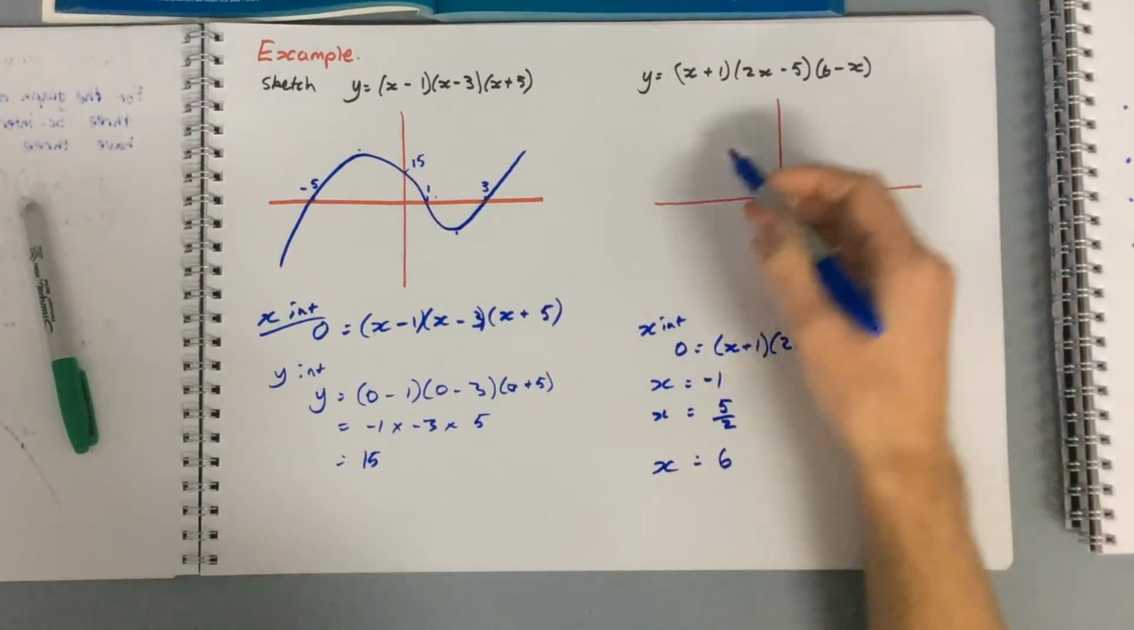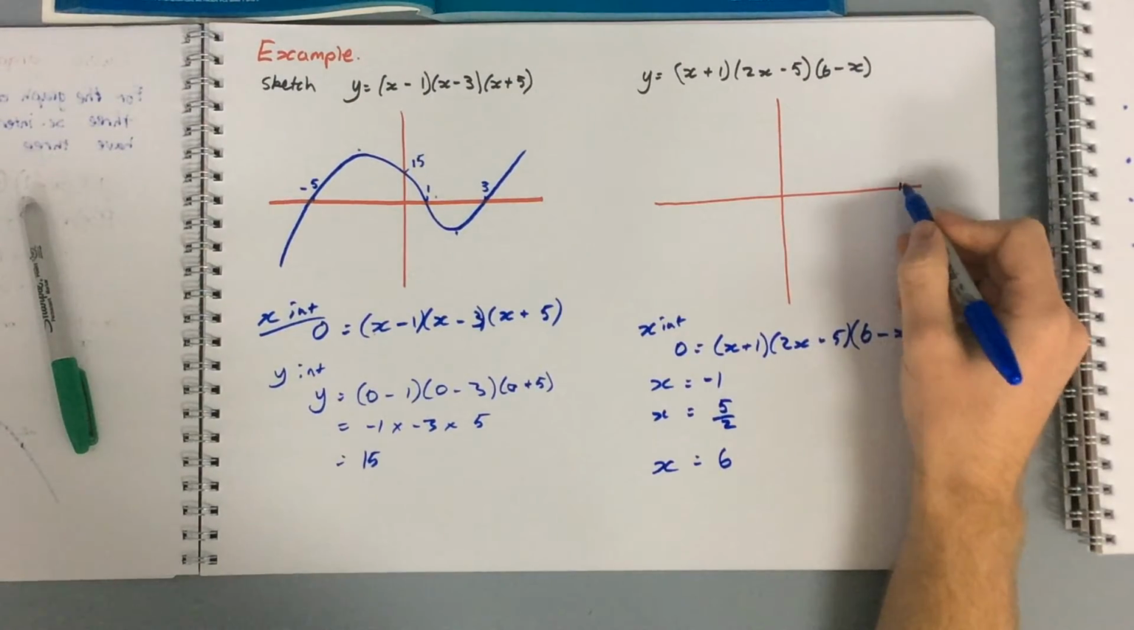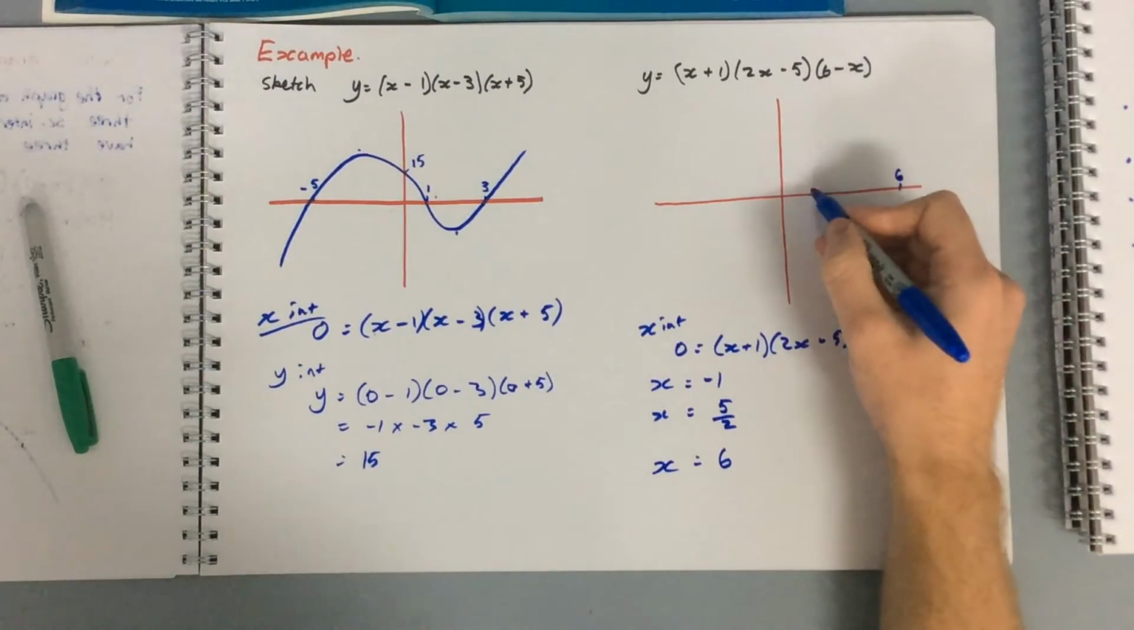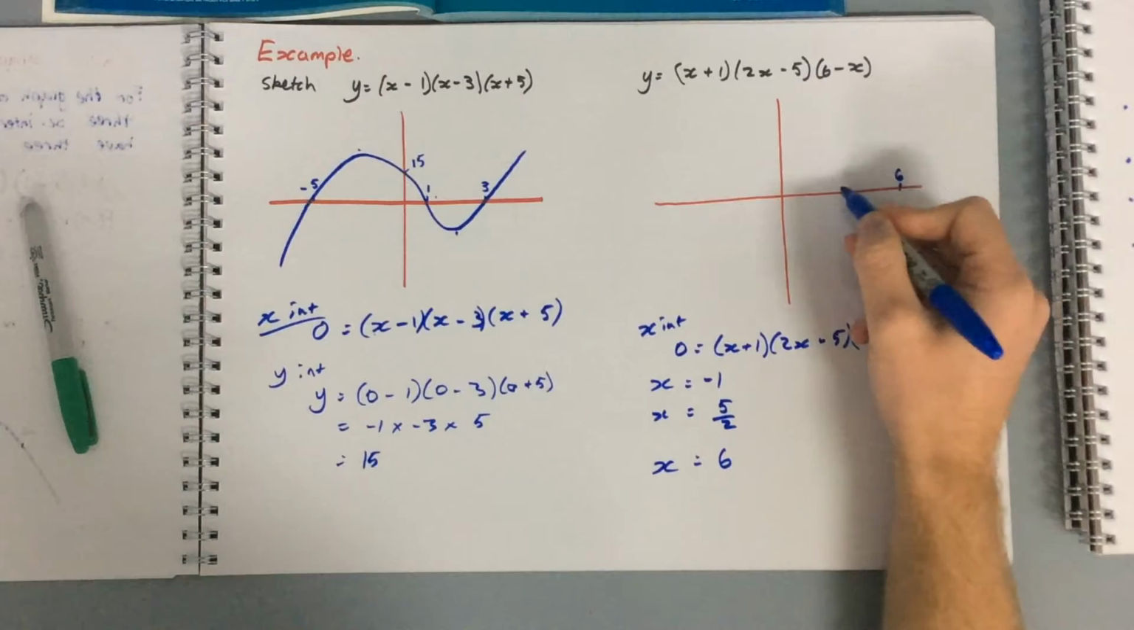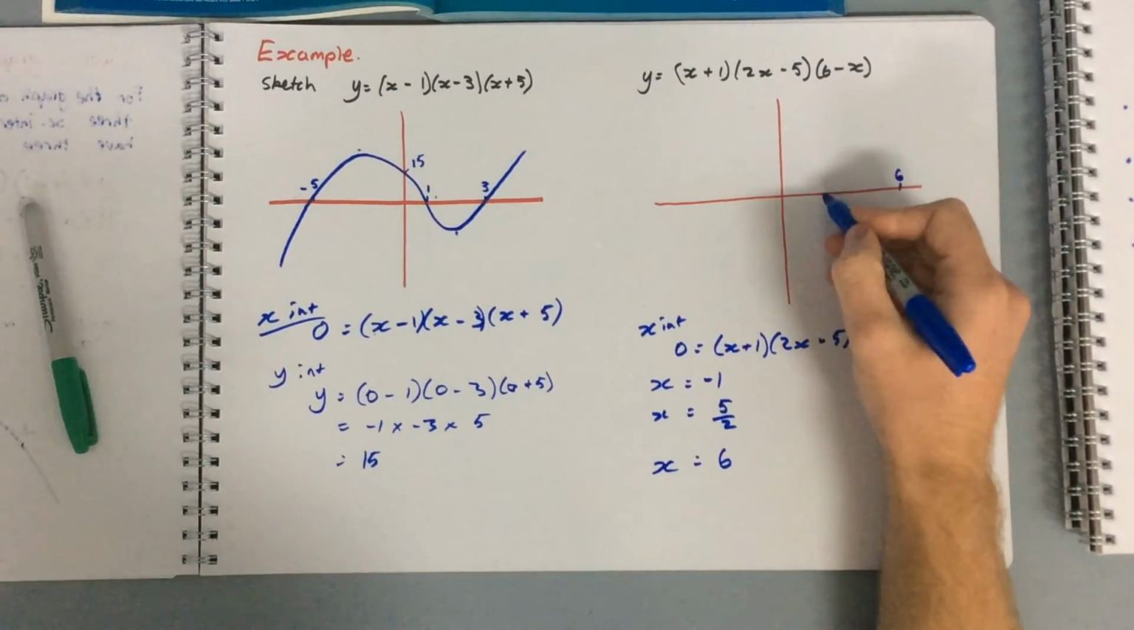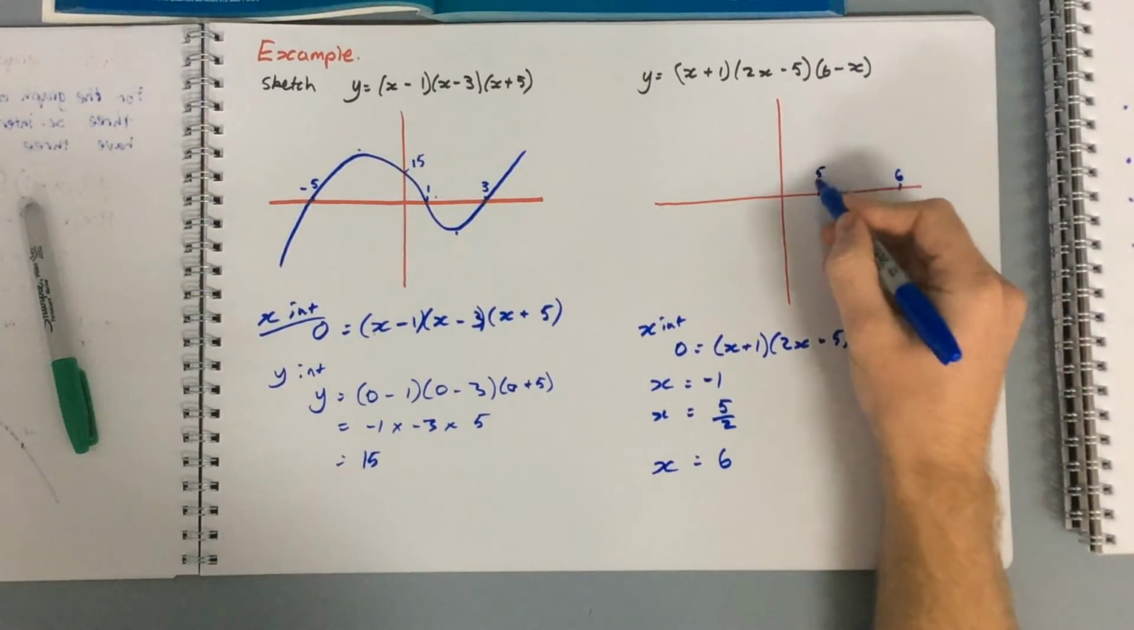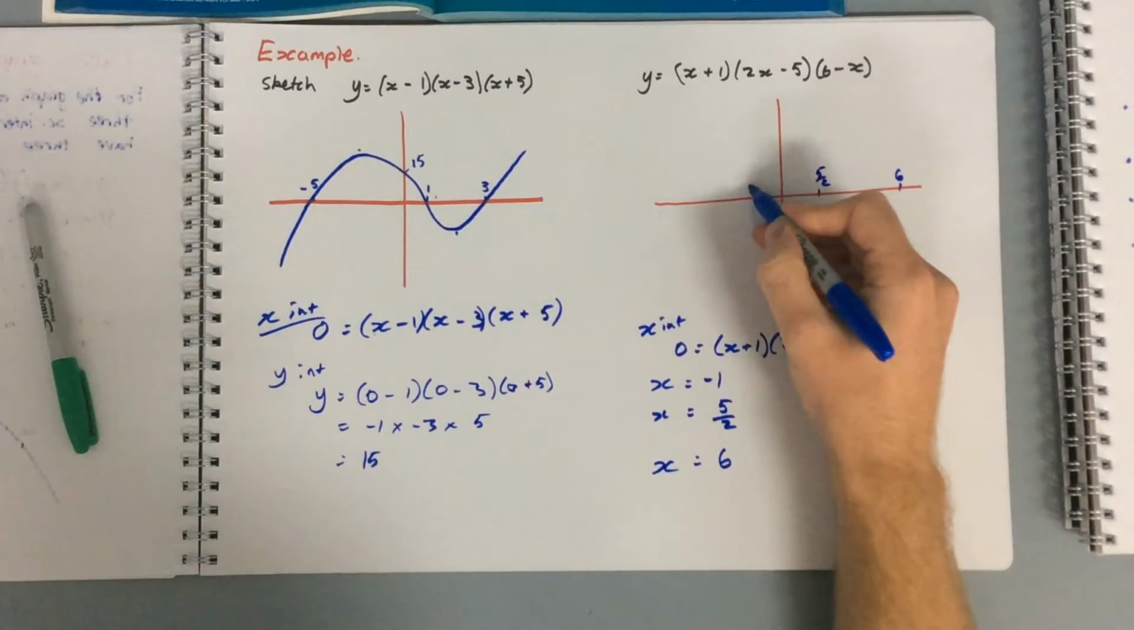So there are 3 points. So we've got positive 6 here, 5 on 2, well, it's about here, and minus 1.